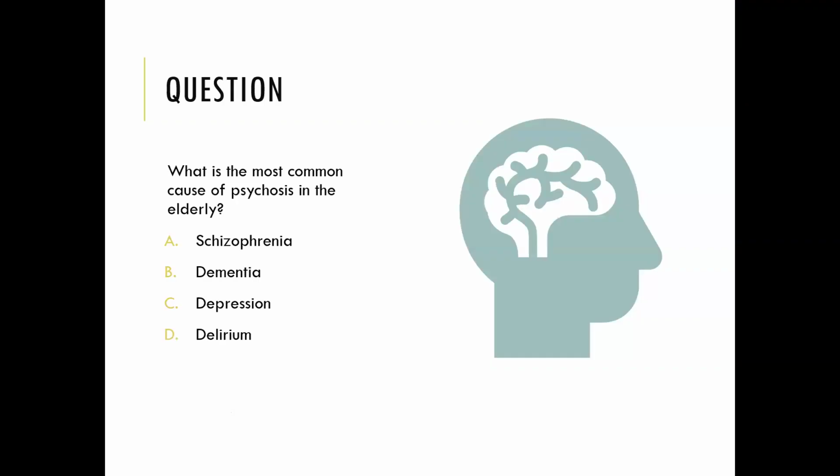I want you guys just to think about this for yourself, write it down, commit to the answer. But what do you think the most common cause of psychosis is in the elderly? Is it schizophrenia? Is it dementia, depression, or delirium? I'll give you a couple of seconds. And then the correct answer is dementia.